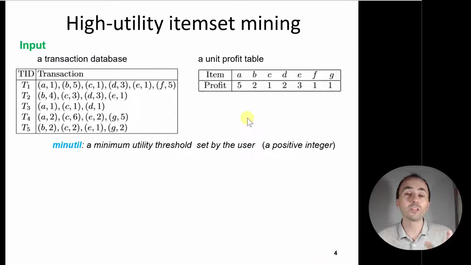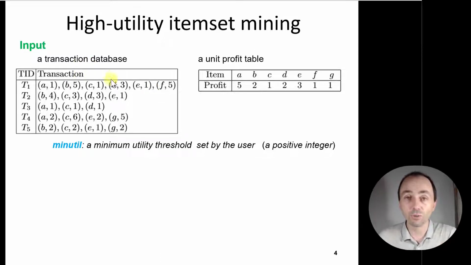Now I want to explain what is high utility item set mining. The input of this task is a database about the transactions, like what the people buy in a store, for example. We could also apply this to other things. A, B, C, D, E, F don't need to be the products in a store. It could be other things, but I will use the example about shopping.